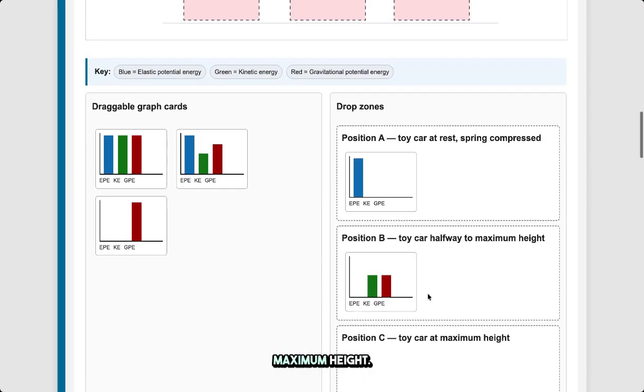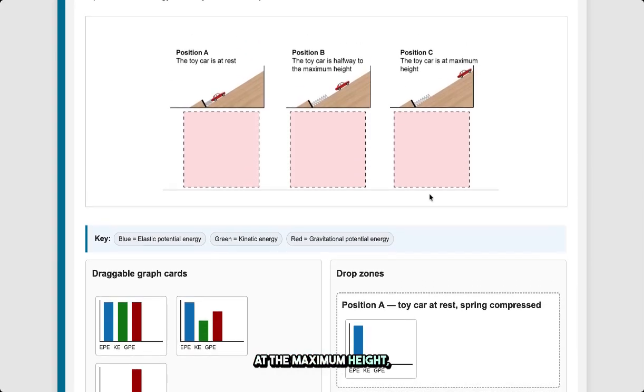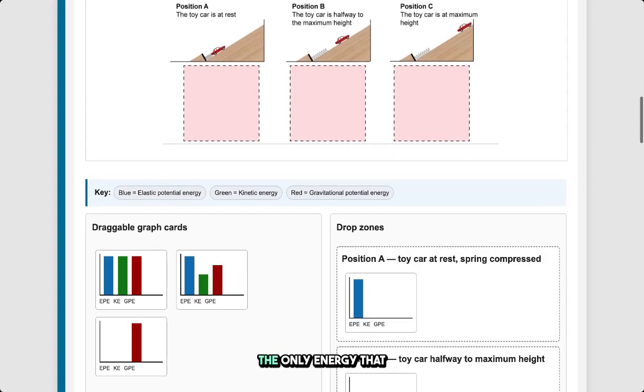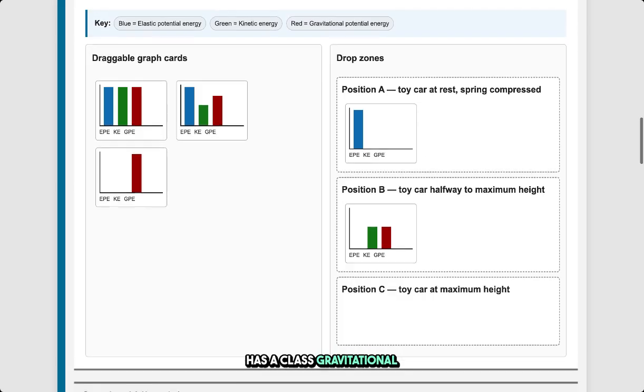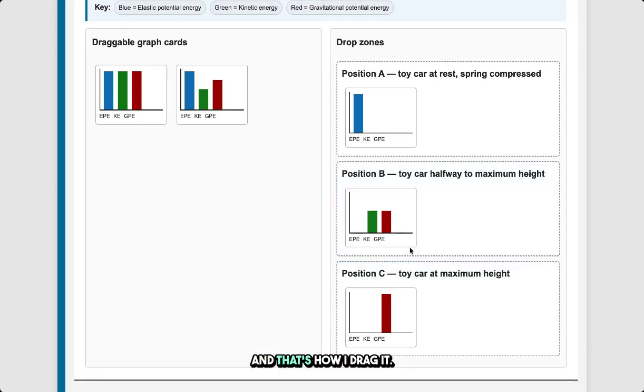Finally, the toy car at maximum height. At the maximum height, the car is not moving, so kinetic energy is zero, and the spring is not compressed, so elastic potential energy is zero. The only energy it has is gravitational potential energy, and that's how I drag it.